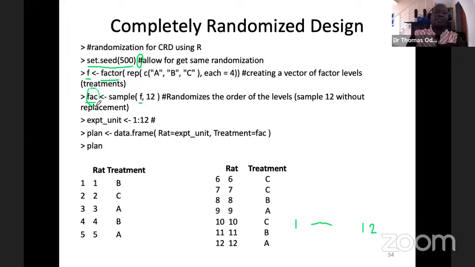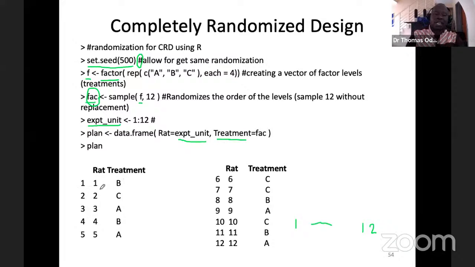You can actually observe the result that you have done. The next thing then would be to create, we want to level our experimental unit from 1 up to 12. And then we want to create some kind of a data frame. And in that data frame, the first column, we want to have our experimental unit. And then in the second one, we want to have our treatment.